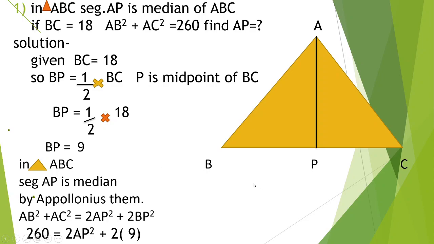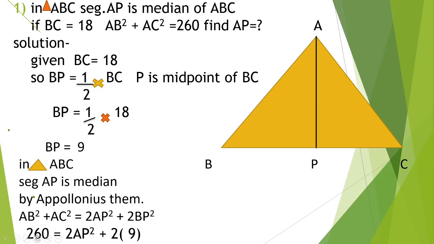Now, AP is a median, so we apply the Apollonius theorem. Write down here: segment AP is a median of triangle ABC, so by Apollonius theorem, AB square plus AC square is equal to 2AP square plus 2BP square, where BP is half of BC. The value of AB square plus AC square is directly given, it is 260.